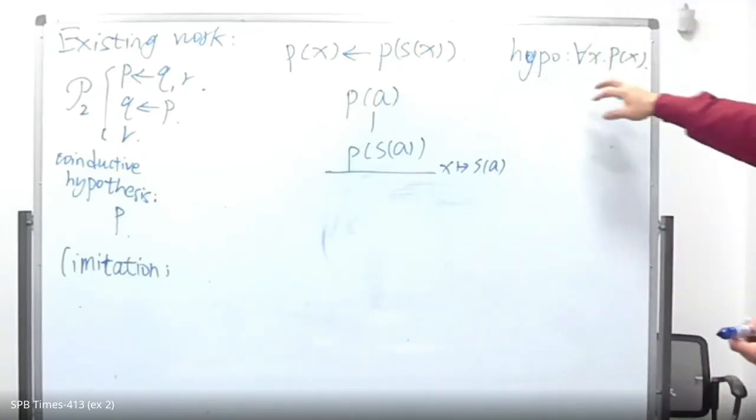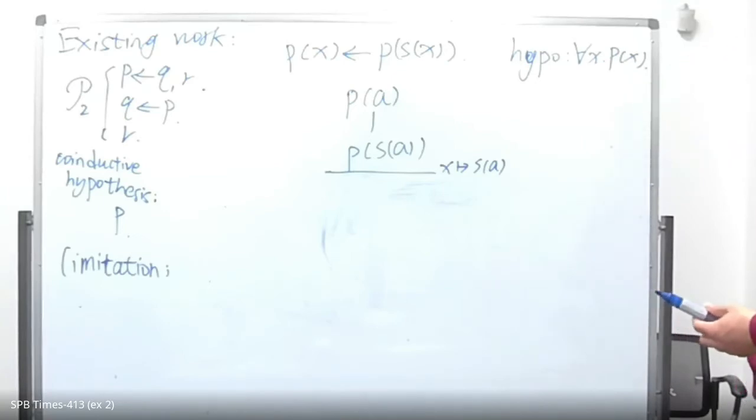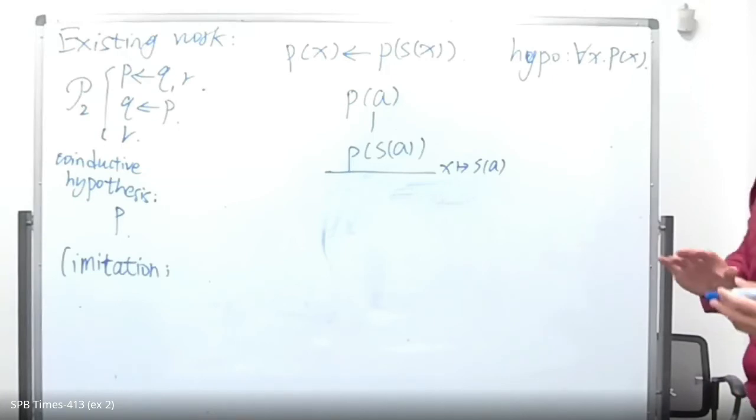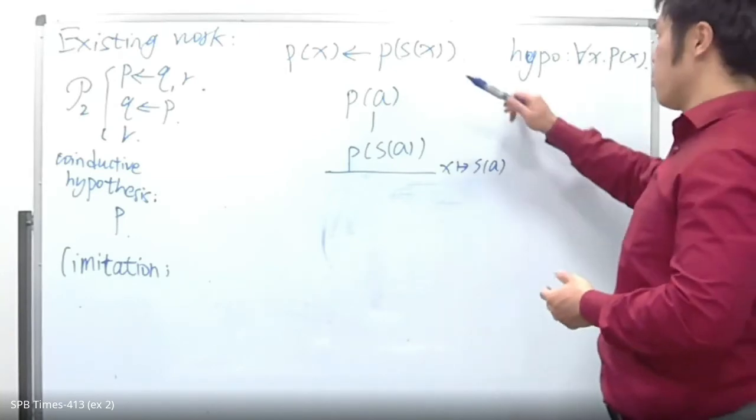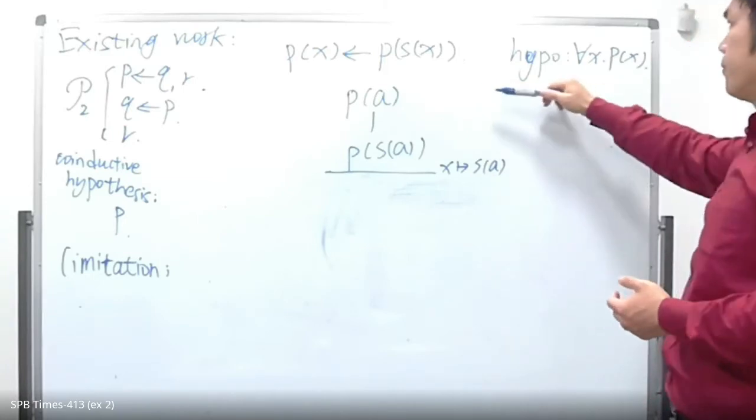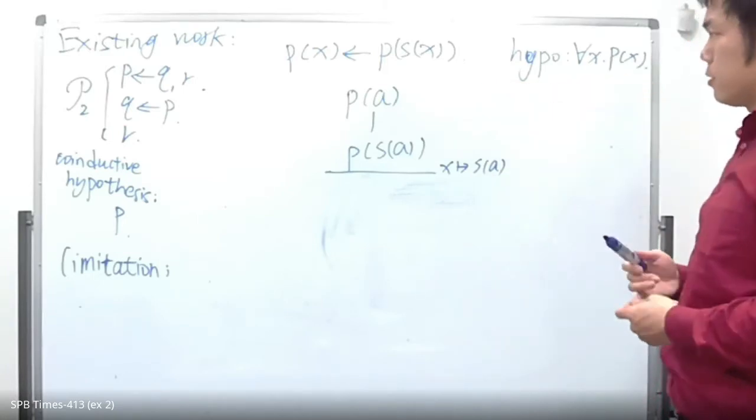And how do we determine this coinductive hypothesis? You have to find it, but there's no mechanical way for us to find a coinductive hypothesis. And it's just like when we do inductive proofs. There's no mechanical way for us to find the inductive hypothesis. We have to use some creativity to find it. So the same for the coinductive hypothesis.